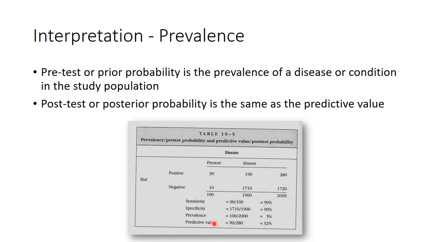And then so you can see the predictive value here ends up being the total number of true positives divided by everyone who ended up being positive. So again, 90 plus 190 equals 280 here. And so again, here in this case, we'd have a predictive value, say 32%.